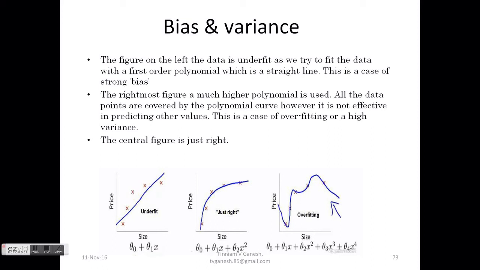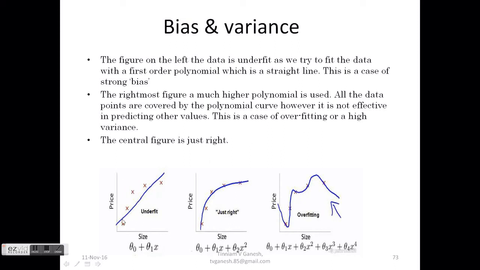Okay, now let us look at some of the important issues that occur when we are trying to do this regression. There are two important considerations which you have to take when doing machine learning. The first is bias and the second is variance.